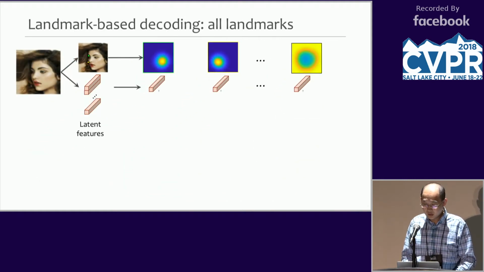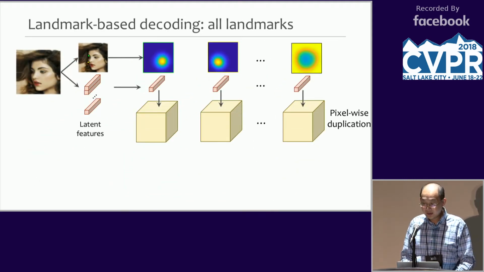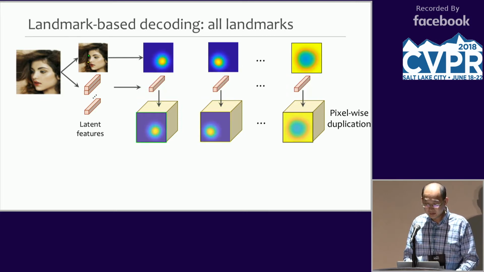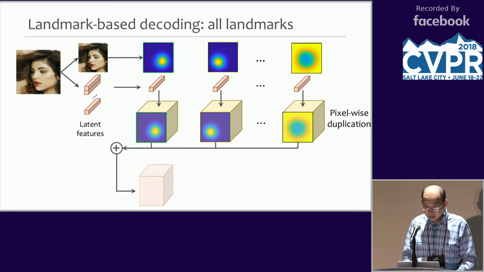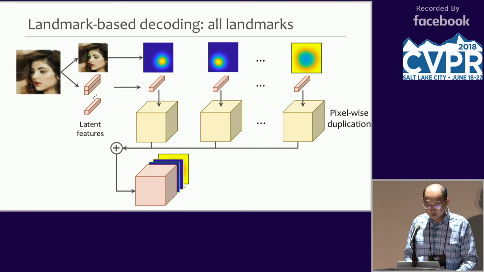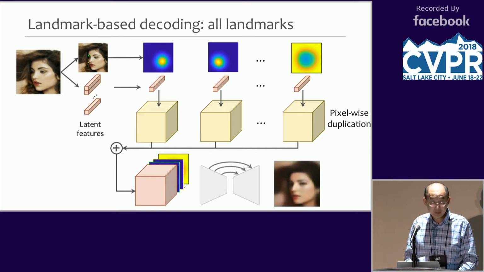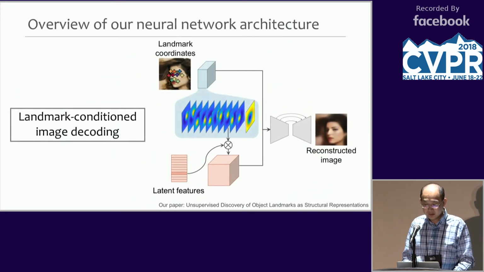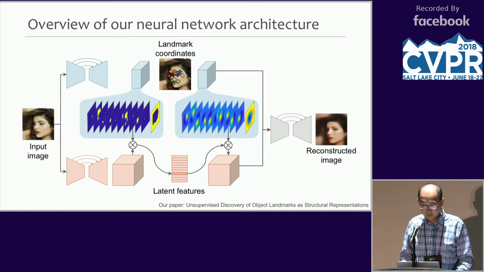For the local feature of every landmark, we duplicate it at each pixel to get a convolutional feature map. We take the heat maps as the reweighting factor for the feature maps. All the reweighted feature maps are summed up together to form a single tensor. We also concatenate the heat maps to this tensor and feed it to another neural network for image reconstruction. So far, we have reverted the encoding procedure and completed the model definition.